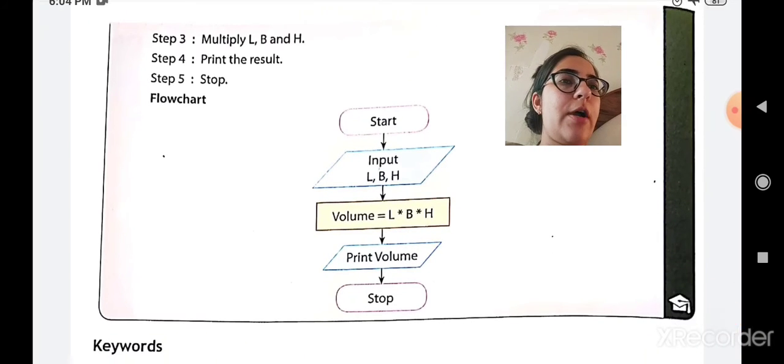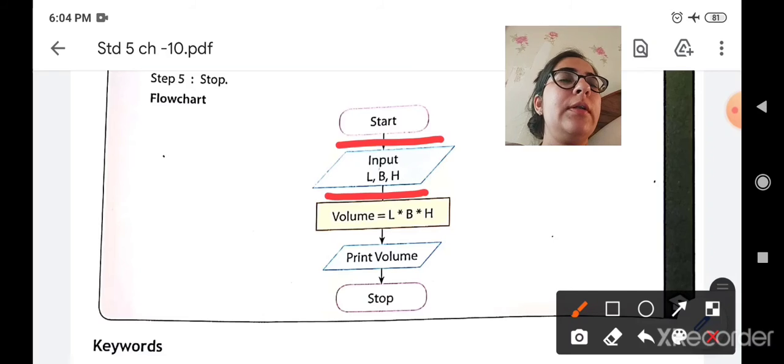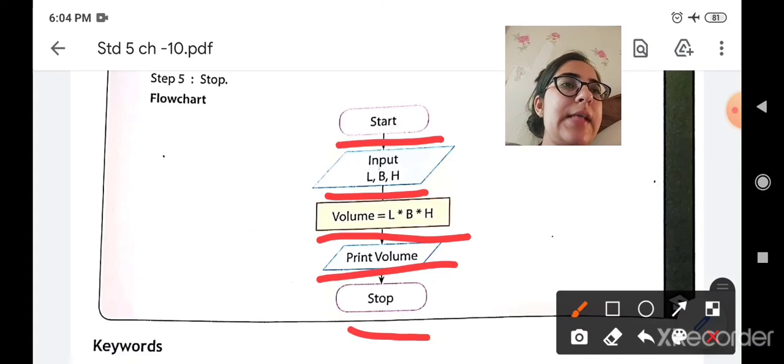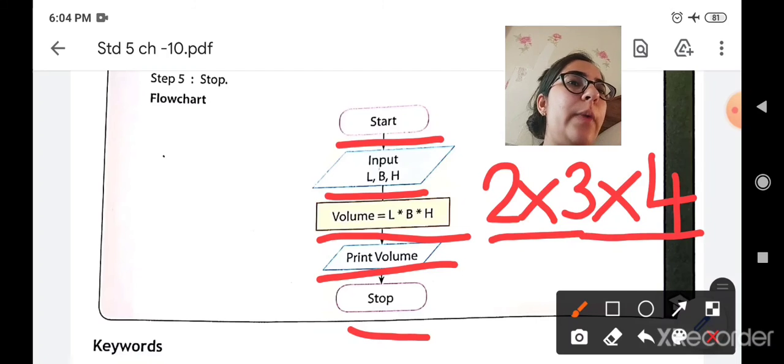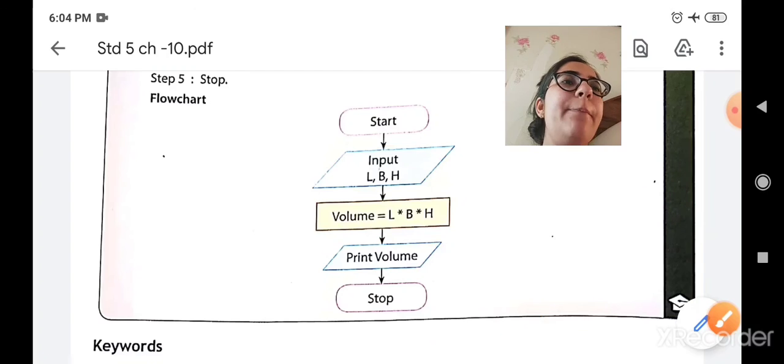Let us see the flowchart of it. Start, then input first length, then breadth, then height. Now for calculating the volume, we will multiply all the inputs, that is L into B into H, and finally we will display the output and stop. Let us see an example. If the person is entering 2 as length, 3 as breadth and 4 as height, what would be the volume? 2 3s are 6, 6 4s are 24. So 24 is the answer that will be stored in the volume and will get printed.